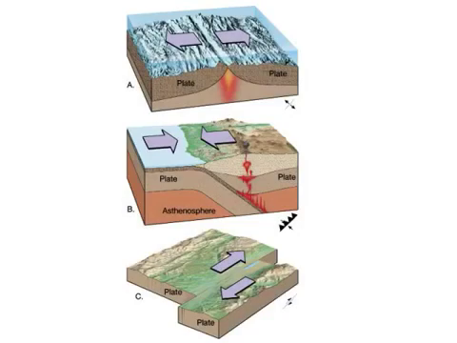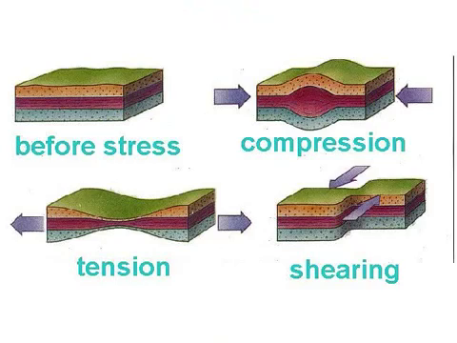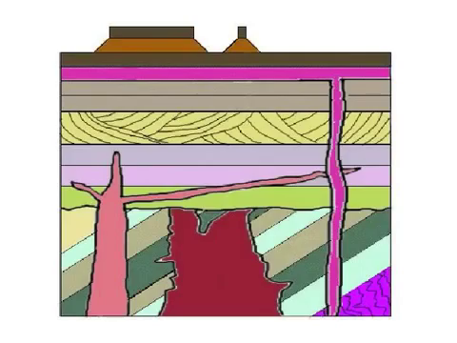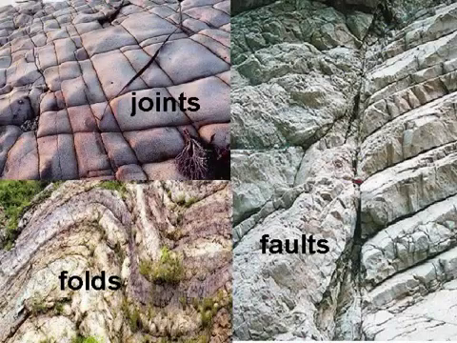Let's go back to divergent, convergent, and transform plate margin movement. These different movements cause crustal deformation. The Earth's crust bends or breaks. The energy released by these movements puts the crust under such stress that it bends or breaks. This is how rock structures are formed. There are three types of geological structures: joints, faults, folds.